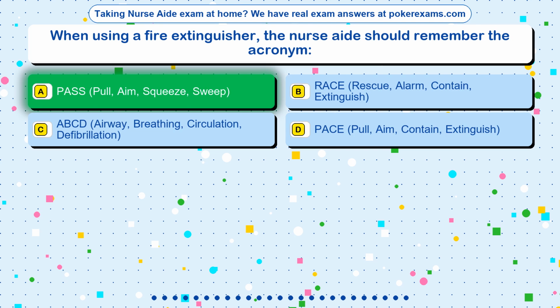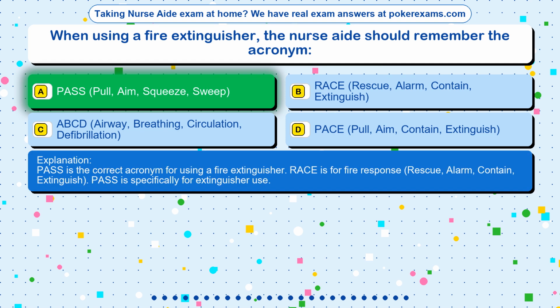The correct answer is option A. Pass, pull, aim, squeeze, sweep. PASS is the correct acronym for using a fire extinguisher. RACE is for fire response: rescue, alarm, contain, extinguish. PASS is specifically for extinguisher use.